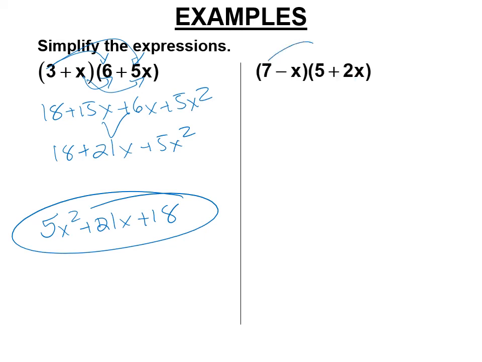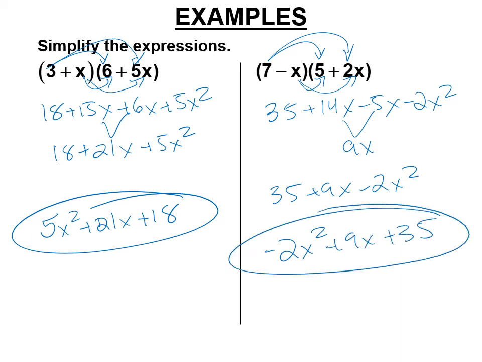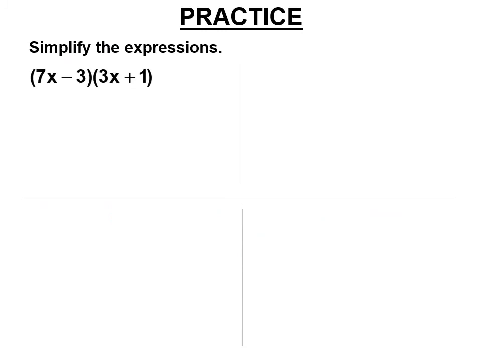So let's practice that again. 7 times 5. And this, because of minuses and negatives, that's why I highly recommend don't switch it around. Just leave it. 7 times 2x, 14x. Negative x times 5, minus 5x. Negative x times 2x, negative 2x squared. So this is 9x. So we get, right, 35 plus 9x minus 2x squared. Rearranged is negative 2x squared plus 9x plus 35. There you go. All right, so let's practice.